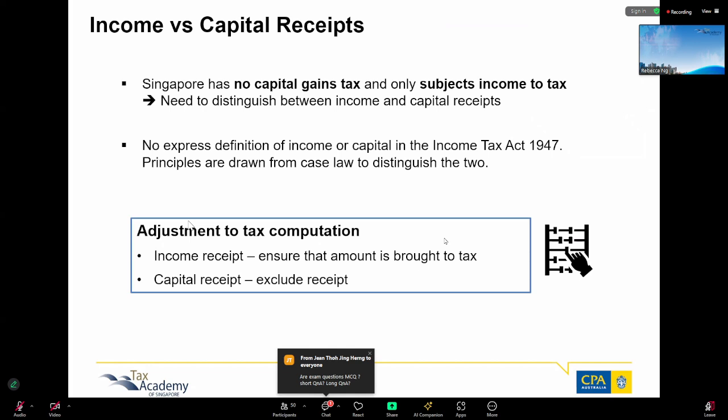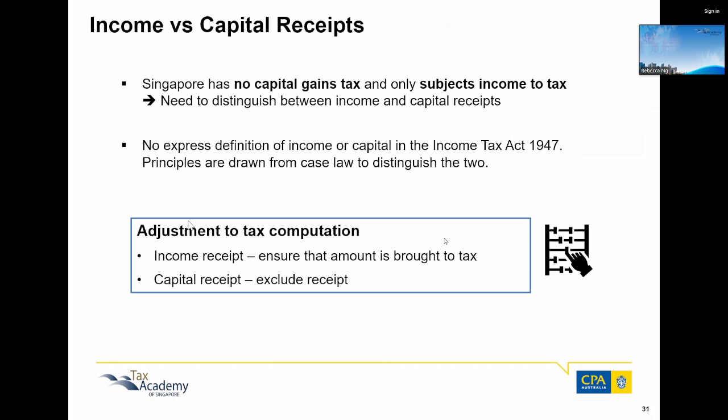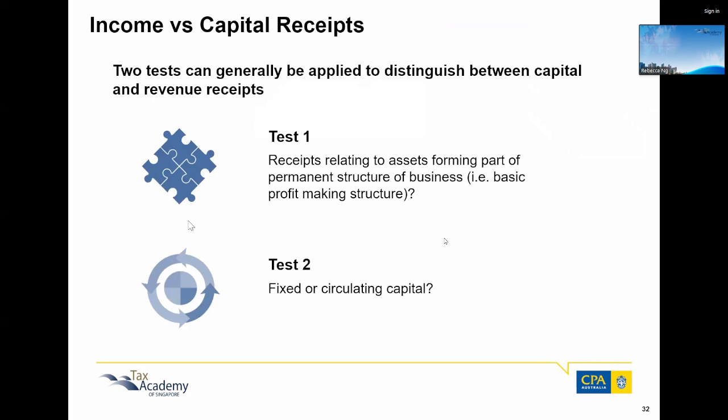So remember, income nature receipts will always be taxable. Capital receipts are not taxable in Singapore. To distinguish whether they are capital or revenue receipts, we can apply two tests. One test is called the permanent structure of the business, and the other test is fixed or circulating capital.